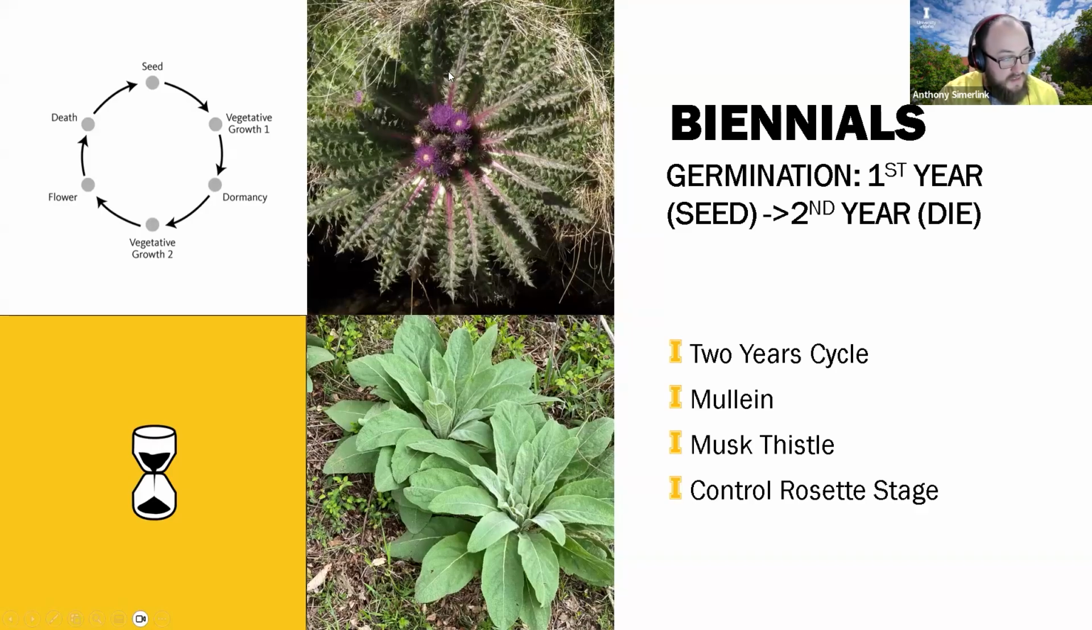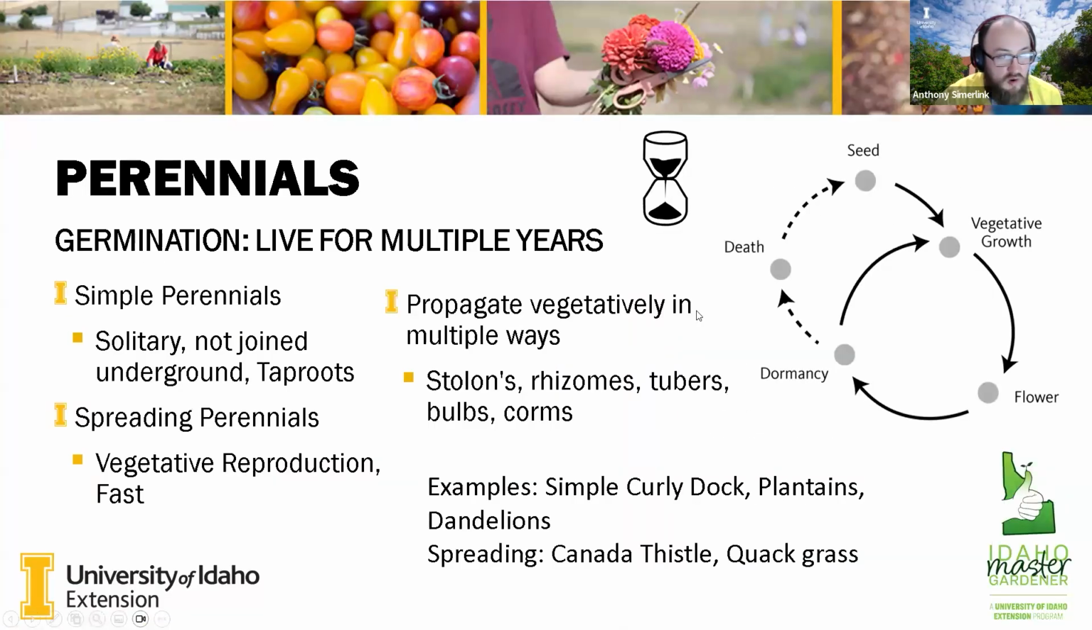So this here is a musk thistle. This is a specific type that is a biennial. And then we have a mullein, which is also a biennial here. So now moving on to the more interesting types of plants.